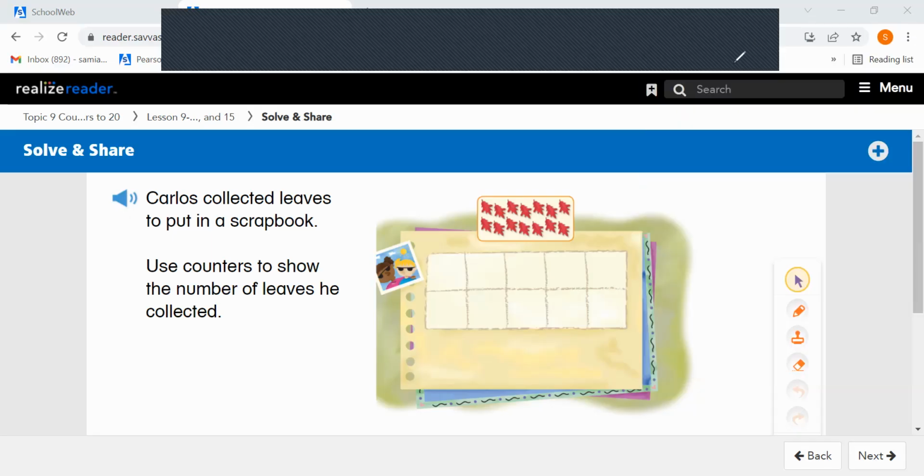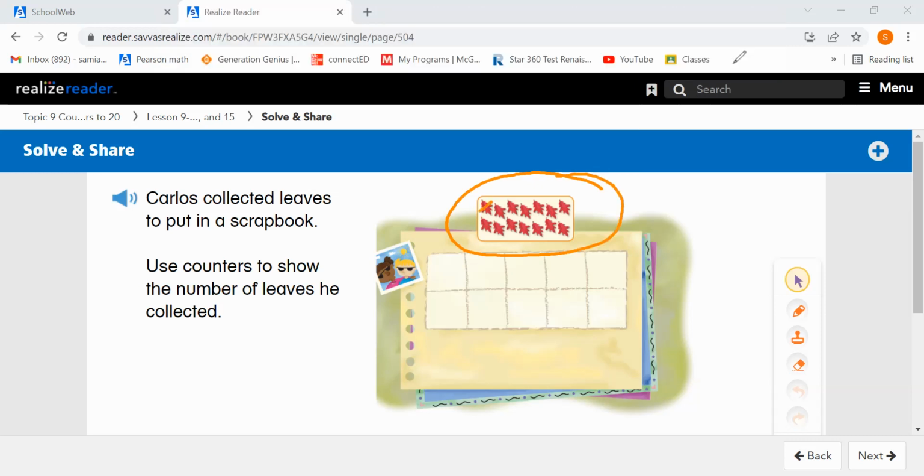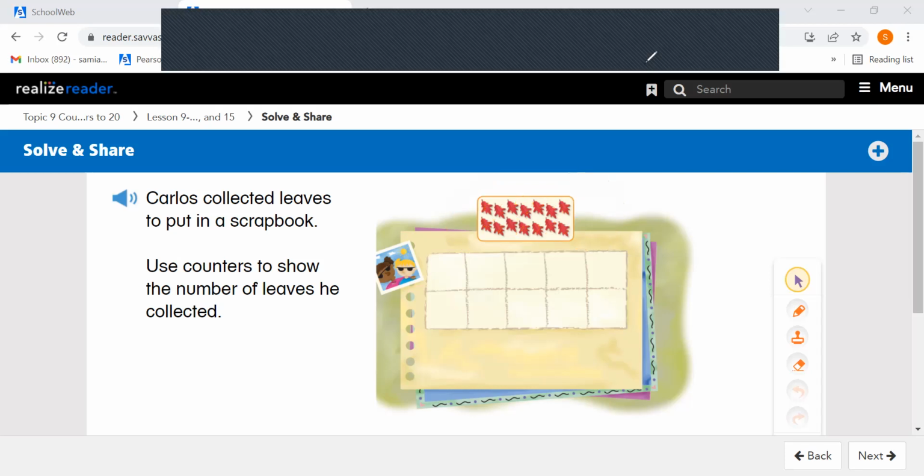All right, let's look at our first problem here. Carlos collected leaves to put in a scrapbook. Use counters to show the number of leaves he collected. So let's count our leaves over here. 1, 2, 3, 4, 5, 6, 7, 8, 9, 10, 11, 12, 13, 14. So he collected 14 leaves.